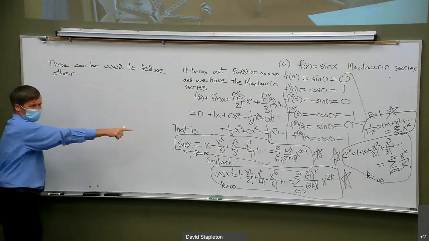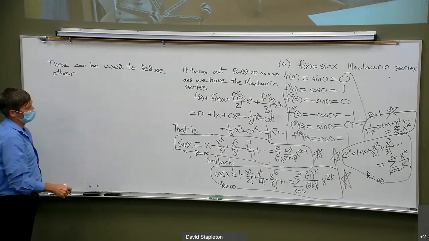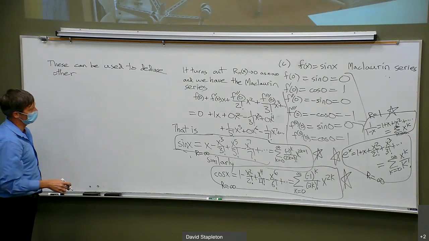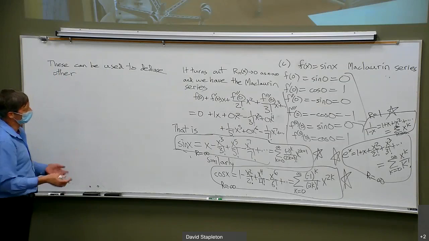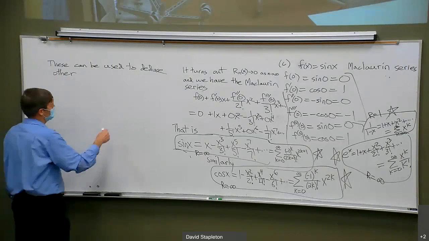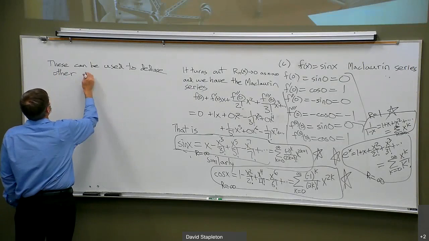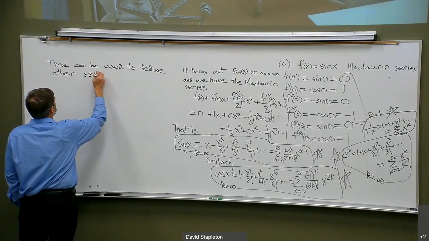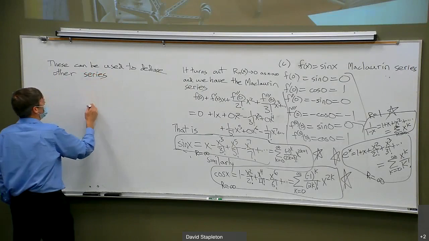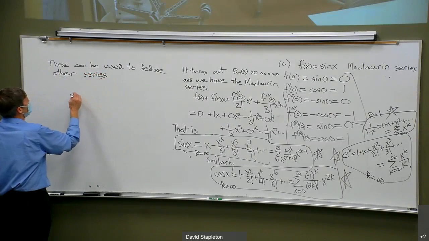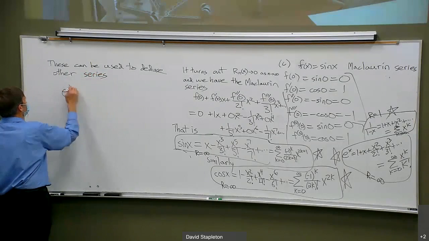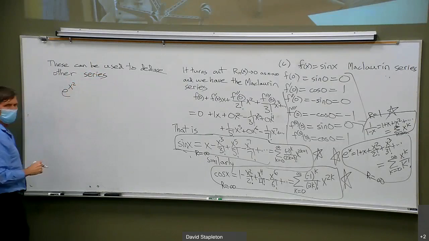By the way, I've only had you memorize Maclaurin series. People don't tend to memorize very many Taylor series where it's x minus x0 to the n. They usually just memorize when x0 equals 0. So these can be used to memorize other series. And here's an interesting one. You might think this is really terribly hard. Like, what is the series for e to the x squared, right?